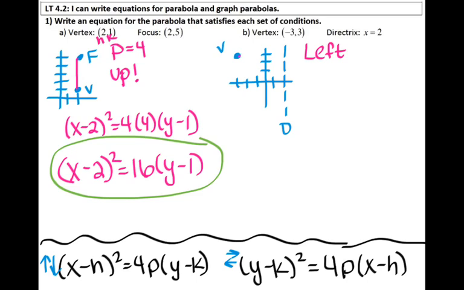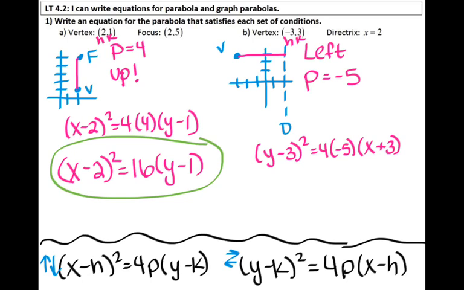P is the distance from your vertex to your directrix. My vertex and my directrix are 1, 2, 3, 4, 5 units apart, so p is going to be negative 5, and I'm making that negative because my parabola is opening to the left. I already have my vertex, there's my h and my k. Since it's opening to the left, that's going to be (y minus k) quantity squared equals 4p times (x minus h). That leaves me with (y minus 3) quantity squared equals negative 20 times (x plus 3).